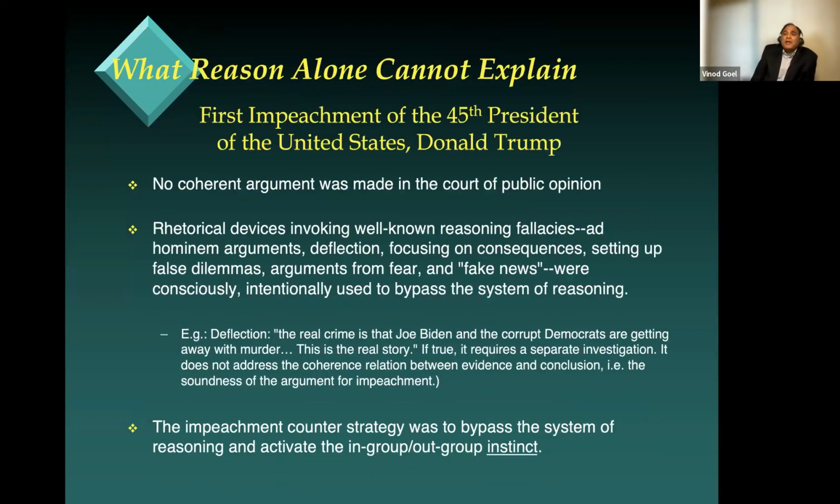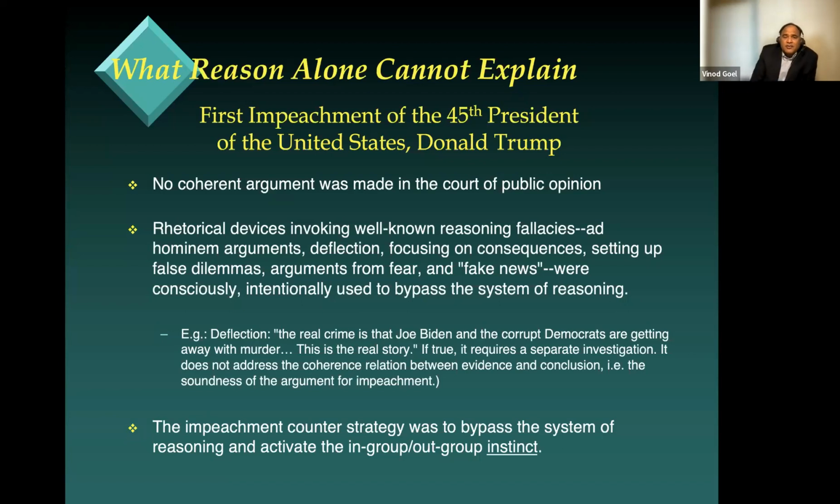But what happened in the court of public opinion? No coherent argument was ever made, right? Instead, rhetorical devices invoking well-known reasoning fallacies, such as ad hominem arguments, deflection, focusing on consequences, setting up false dilemmas, and so forth, were consciously, intentionally used to bypass the system of reasoning. It's not that people didn't know how to reason. The whole point was to bypass the system of reasoning, right?